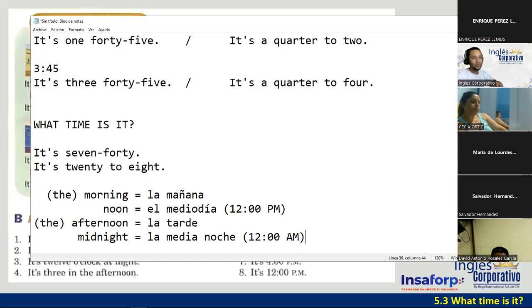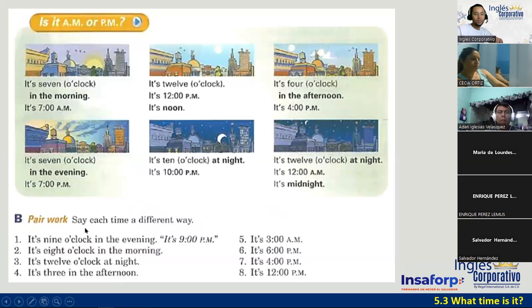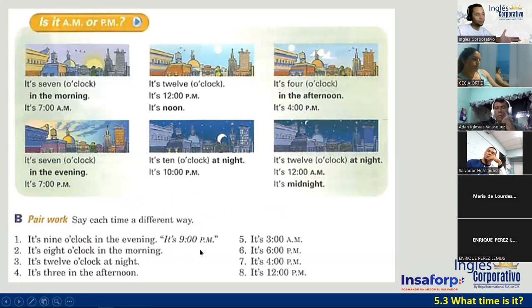And we have an activity. Tenemos una actividad. Veamos acá. Pair work, say each time a different way. It's 9 o'clock in the evening. Entonces decimos, it's 9 p.m. Más fácil, ¿verdad? Number two, it's 8 o'clock in the morning. Who knows the answer? Raise your hand, please.